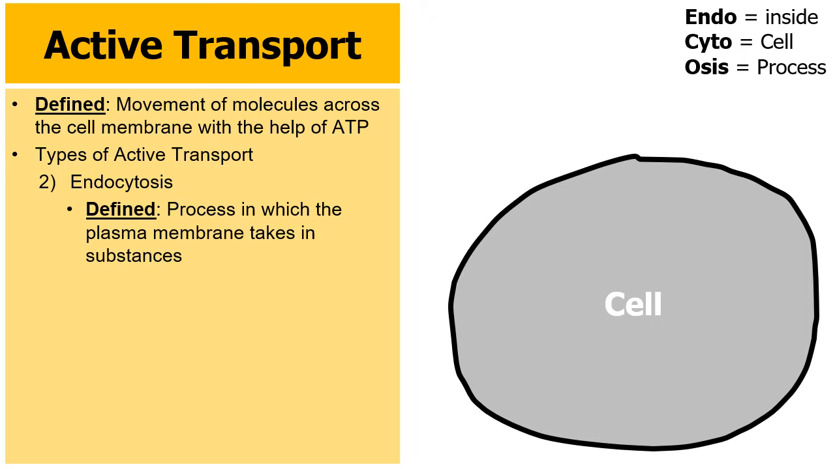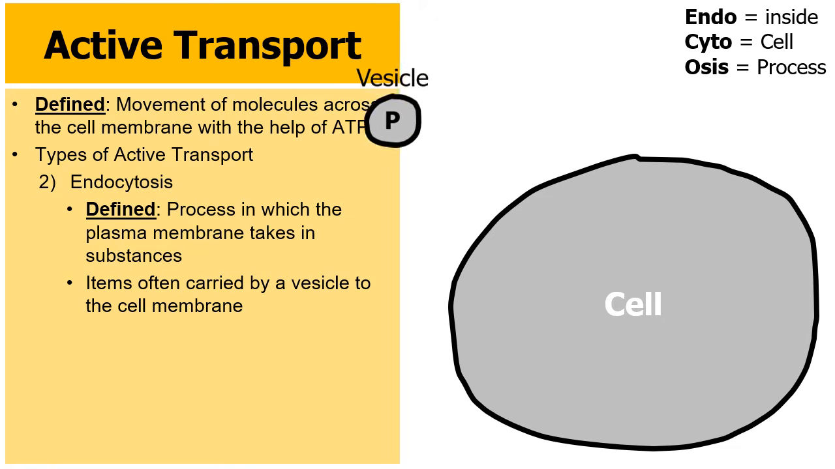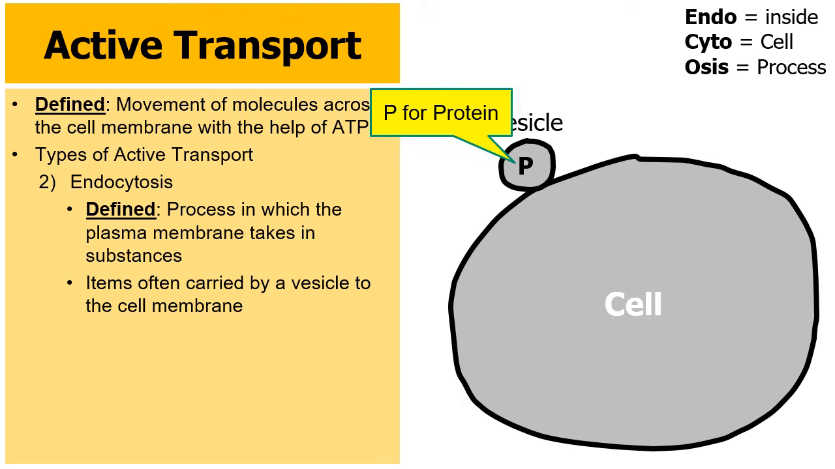It's the process in which the plasma membrane, for example, takes in a substance, and items are often carried by a vesicle. Here comes a vesicle carrying the letter P over to the cell membrane of the cell. Now the P, pretend, stands for protein. This protein's too big to go through the phospholipid bilayer. It's also too big to go through protein channels. Well, there's another way: endocytosis. There's another way for molecules to get inside of cells.